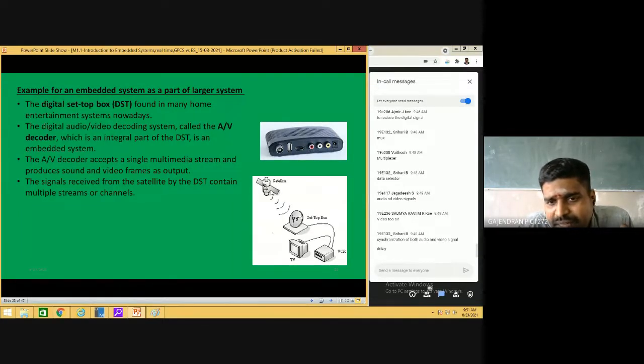Please check it. Satellite, then your dish, then your set-top box, then VCR. What is VCR? Any idea about the VCR? Nowadays we are not using this fellow. These components are also built into the set-top box itself. Straight away you can connect it to your TV. So here the set-top box is a part of a large system.